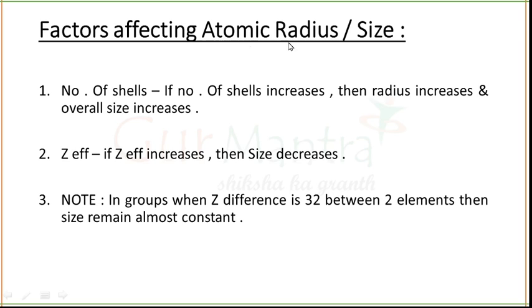Now, factors affecting atomic size or atomic radius. Number 1 point is number of shells, which means when you increase the number of shells, the radius will increase and the overall size will increase. I repeat, when in a particular atom the number of shells increases, then its atomic radius must increase. Second point is Z effective. If the value of Z effective increases, then the size must decrease, which means Z effective and size have an inverse relationship between them. Z effective is inversely proportional to the size.